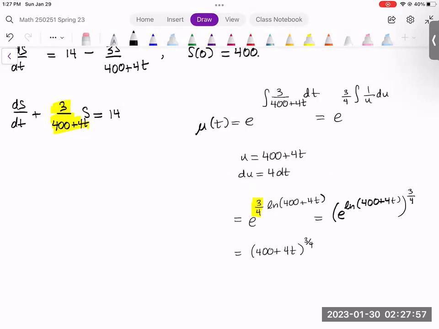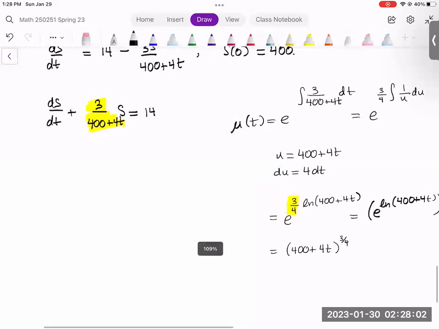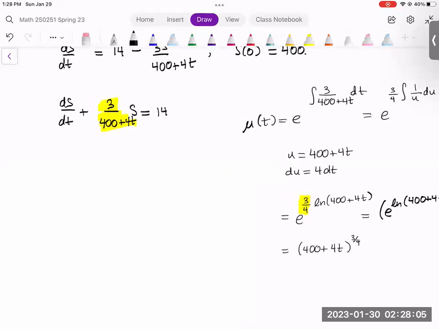So this guy is our integrating factor. We're going to multiply both sides of our equation by this integrating factor. On the left, we have the derivative of s times (400 plus 4t) to the 3/4. On the right, we have 14 times (400 plus 4t) to the 3/4. And so we're going to integrate both sides, and we get s times (400 plus 4t) to the 3/4.